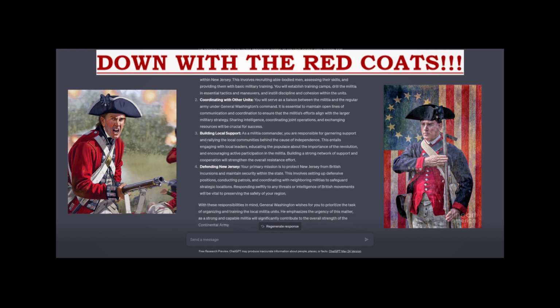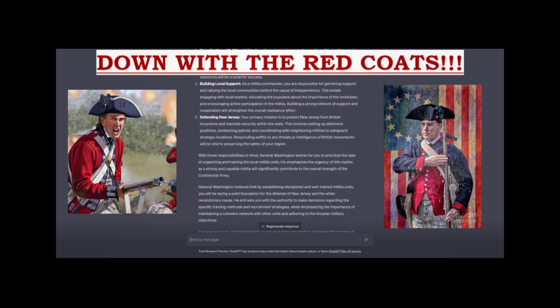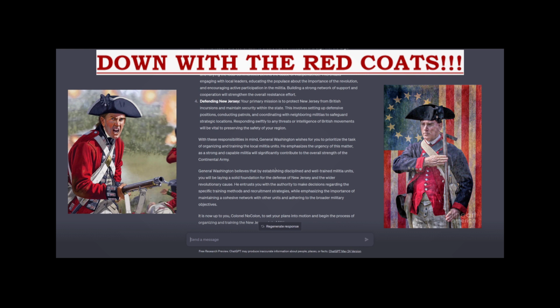Okay, this involves setting up defensive positions, conducting patrols, and coordinating with neighboring militias to safeguard strategic areas. Responding swiftly to any threats or intelligence of British movements will be vital. With these responsibilities in mind, Washington wishes you to prioritize the task of organizing and training the local militia units. He emphasizes the urgency of this matter, as a strong and capable militia will significantly contribute to the overall strength of the Continental Army. General Washington believes that by establishing disciplined and well-trained units, he will be laying a solid foundation for the defense of New Jersey.